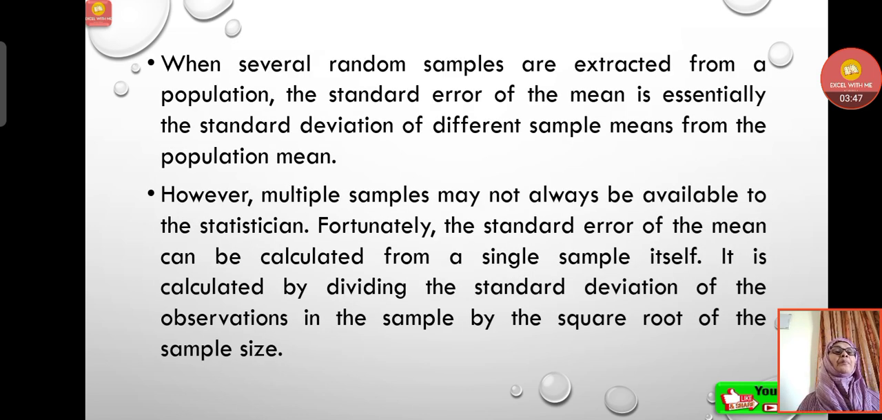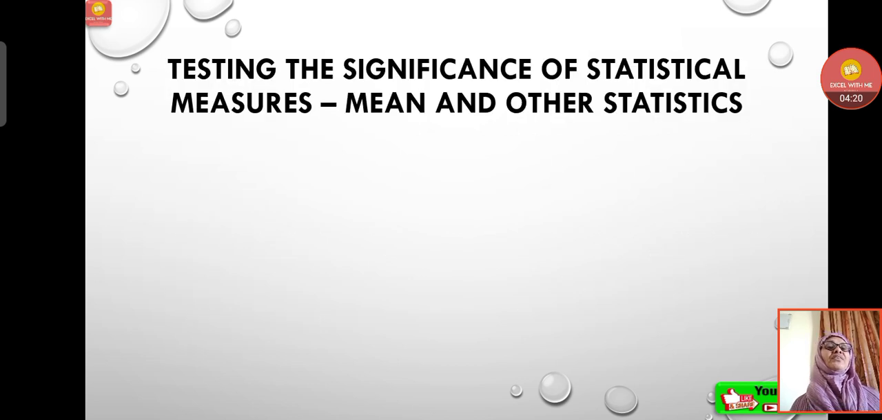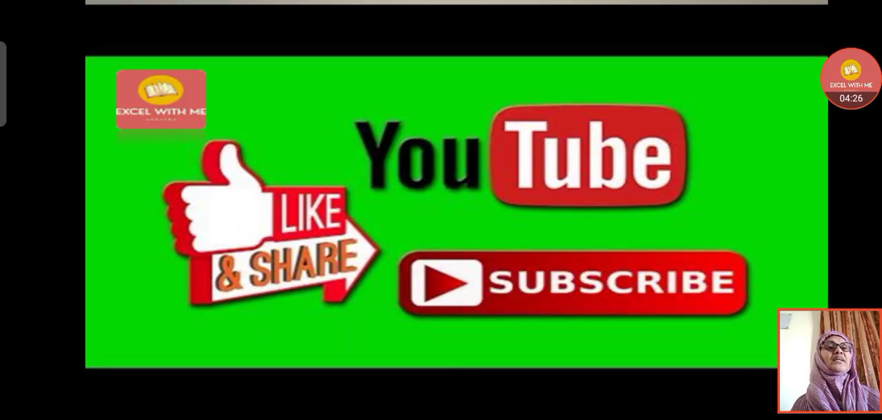When several random samples are extracted from a population, the standard error of the mean is essentially the standard deviation of the different sample means from the population mean. However, multiple samples may not always be available to the statistician. Fortunately, the standard error of the mean can be calculated from a single sample itself. It is calculated by dividing the standard deviation of the observations in the sample by the square root of the sample size, as in the formula we just saw. Now, testing the significance of statistical measures, that is mean and other statistics.